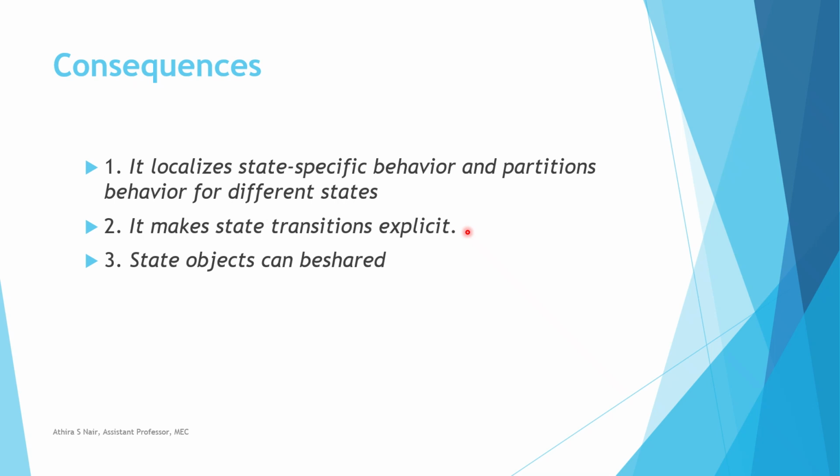So when an object defines its current state, its state transitions have no explicit representations. It only show up as assignments to some variables. So introducing these separate objects for different states makes the transitions more explicit. Then state objects can be shared. If state objects have no instance variables, that is, the state they represent is encoded entirely in their type, then context can share a state object.